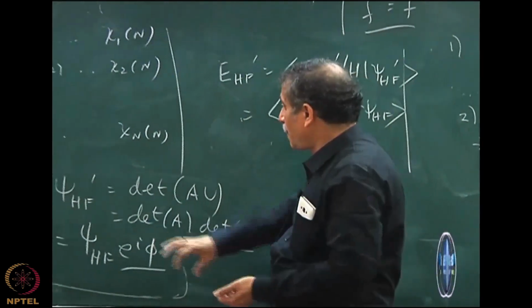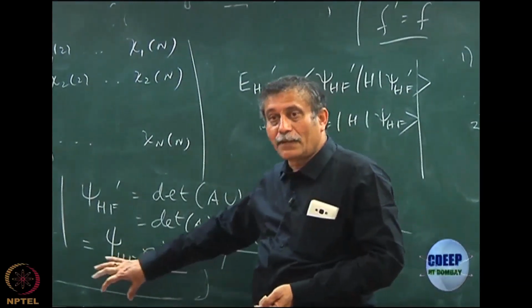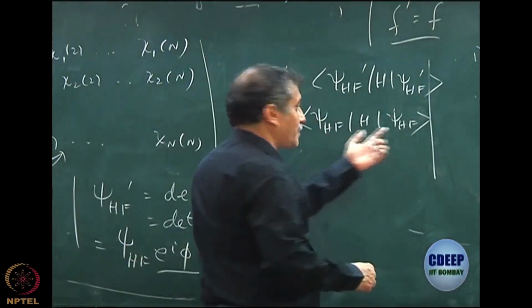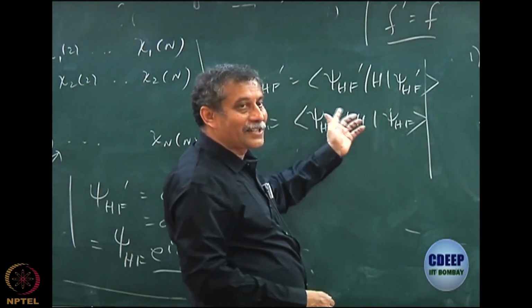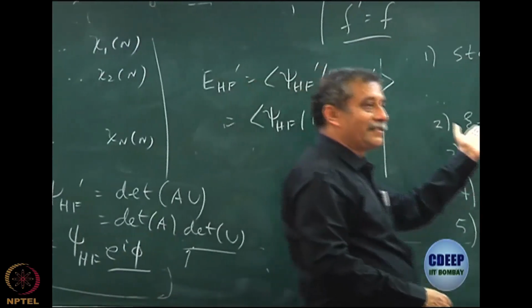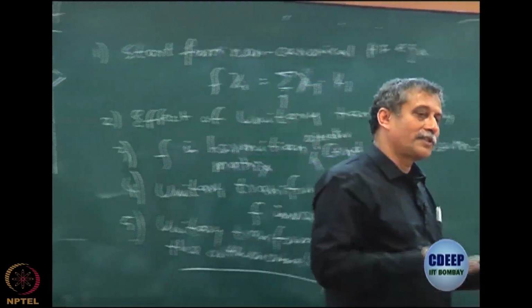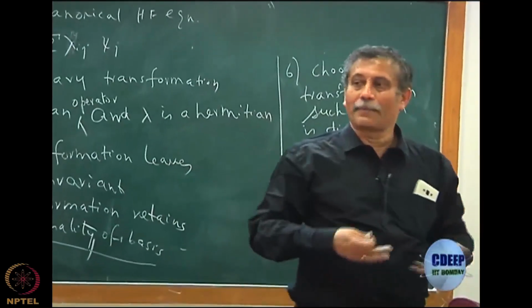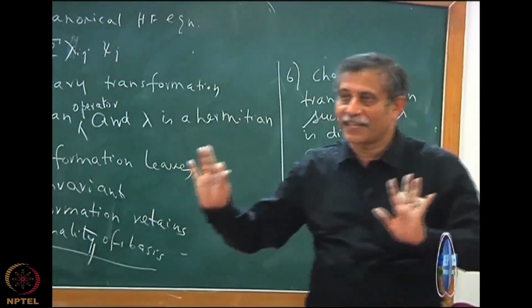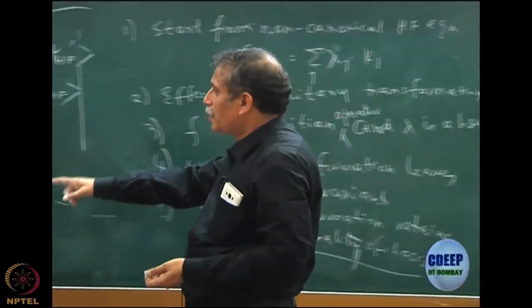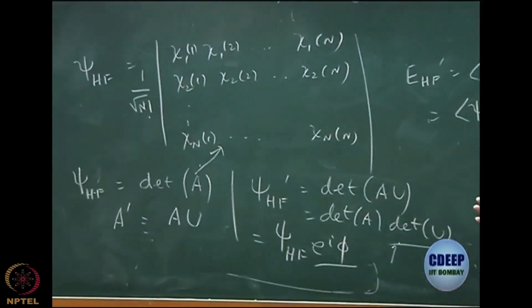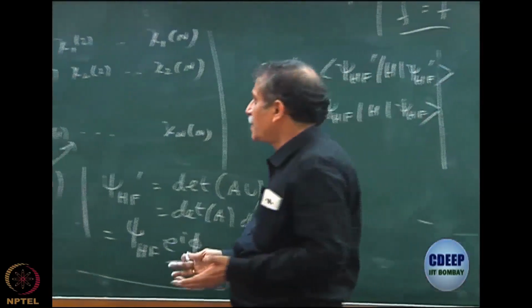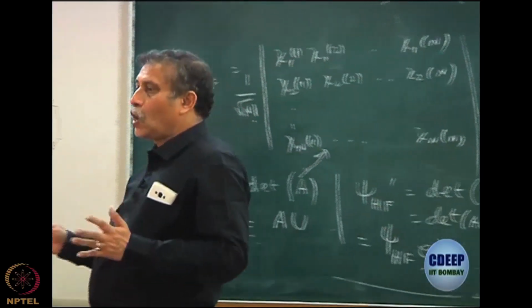If I, on the other hand, multiply by 2, then what will happen? This will actually become 4 times, 2 into 2, because it is no longer normalized. Then I have to also divide by psi Hartree-Fock prime norm, which is again 4. So I would have got that 4 cancel. That is the physics. But here I do not have to do that, because this remains normalized, and I see that the energy remains invariant. So the Hartree-Fock energy and Hartree-Fock wave function all remain invariant.